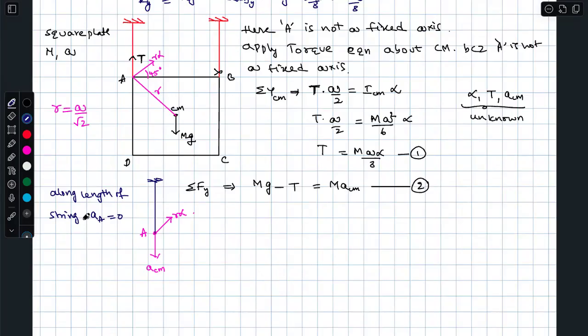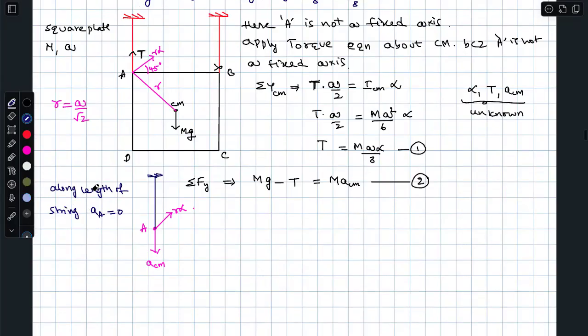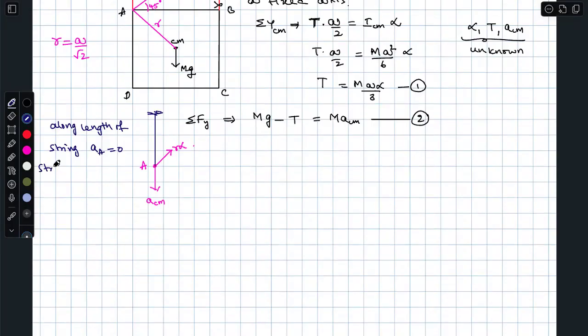Acceleration along the length of the string is 0 because the string is inextensible. So this is 45 degrees, you know. So therefore, ACM must be equal to R alpha cos 45. ACM is A by root 2 alpha. Equation 3. You have 3 unknowns, 3 equations.